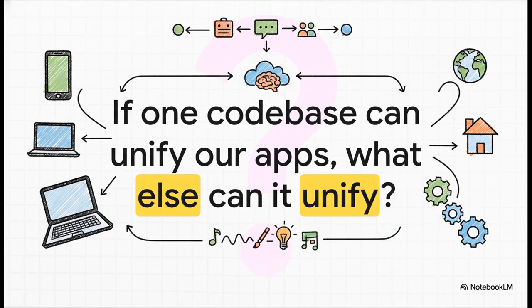So I'll just leave you with this final thought. We've seen how one single codebase can totally transform how we build apps, bringing this amazing sense of unity and efficiency to our digital lives. It really makes you wonder, if that principle of unification is so powerful for our software, where else could we apply it? What other complex things in our world could be brought together with a single elegant solution? Something to think about.